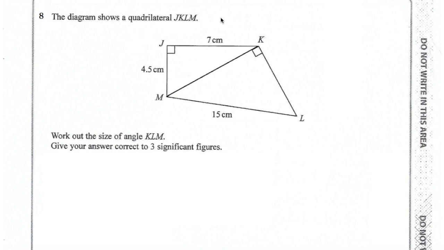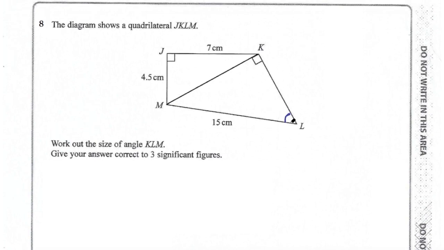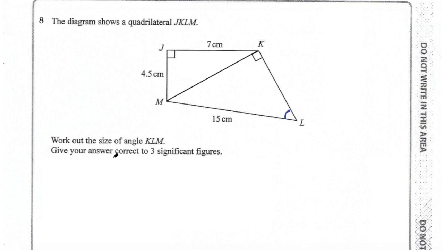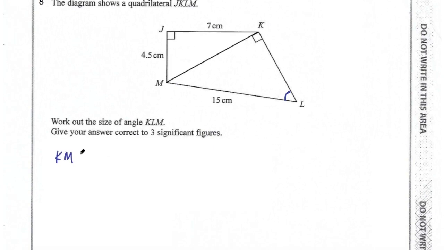Question 8 says the diagram shows a quadrilateral JKLM. Work out the size of angle KLM. Give your answer correct to 3 significant figures. So angle KLM is in here. And the first step to finding angle KLM is to find this length in here of this triangle. So because we're given these two sides, we can use Pythagoras' theorem to find the hypotenuse of this triangle up here. So we can say side KM equals the square root of 7 squared plus 4.5 squared.